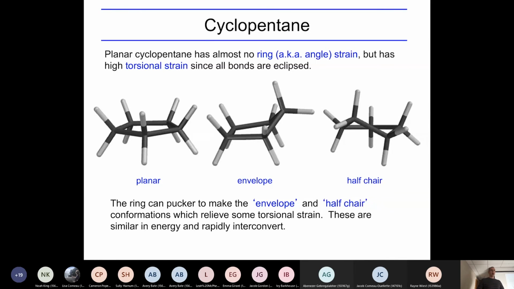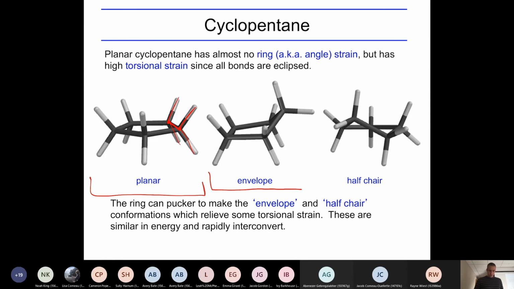Cyclopentane, next one up. We're going to 5. There's the flat version. We call it planar. Planar just means all the carbons are in one plane. Planar's good from an angle strain perspective because all the angles are 110, very close to 109.5. Problem with planar, though, is when you line all the carbons around like that, if you look at any two, the hydrogens are all eclipsed. So planar is really bad from a torsional strain perspective because it eclipses all of the hydrogens around the ring, but it's great from an angle strain perspective.